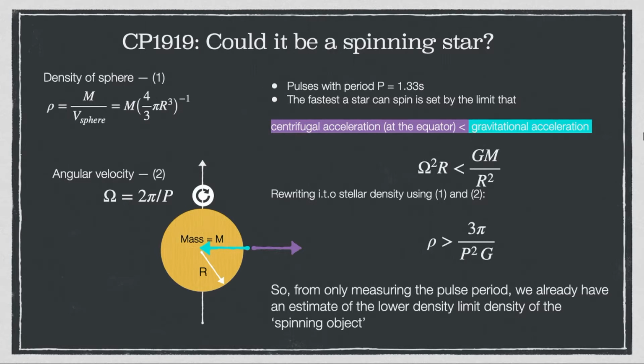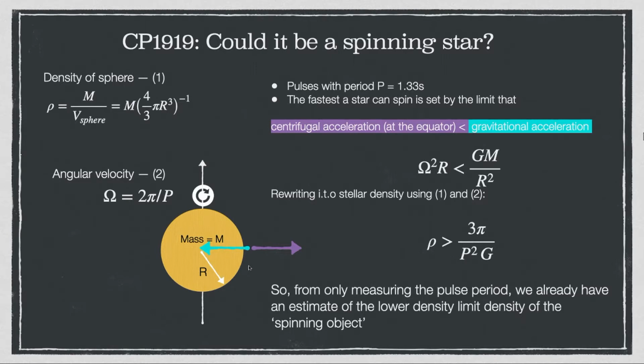So they did do this calculation, because the nice thing is by having the spin period of a star, you can already compute what the minimum density associated with the spinning object should be. So if you look up at my equations over here, basically when you have a spinning star, so let me draw a star here, it's got mass m and it's got some radius r, and we're oversimplifying, so it's just a spherical object spinning.